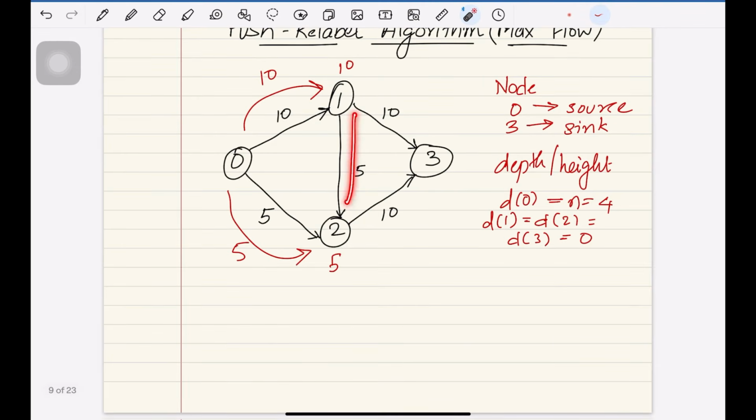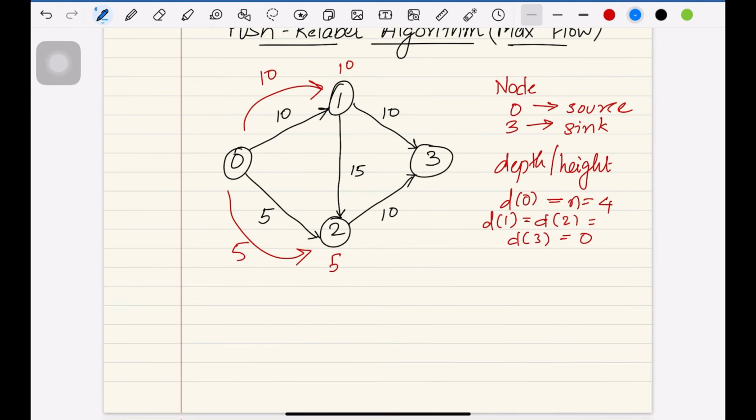In this case, let's say it goes to 2 and then to 3. Node 1 can send a value of 10 to node 2, and it has the capacity to send 15, but since we have only 10, we are going to send only 10. Now the first thing we need to check is whether we can send from node 1 to node 2 or not. The condition is whether the height of node 1 is higher by 1 than node 2, but in this case we are at the same level, so the depth of 1 and the depth of 2 are both 0, so we cannot send it.